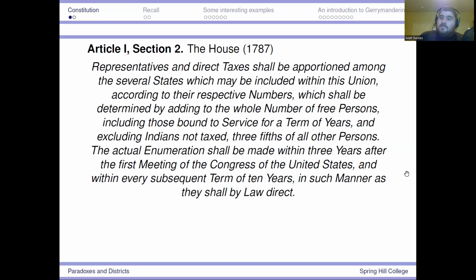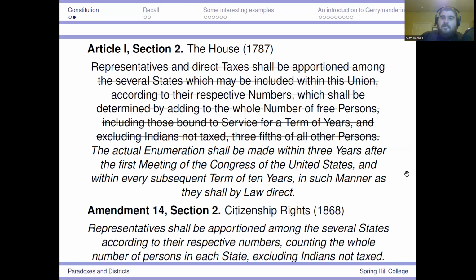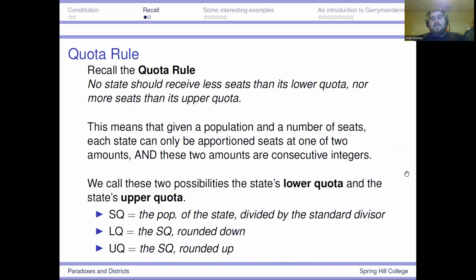Now, of course, it took us a little bit, about 80 years, but eventually we realized that that was a horrible thing. And we eventually decided to go to something a little more akin to this. So in Amendment 14, we say representatives shall be apportioned among the several states according to their respective numbers, counting the whole number of persons in each state. So getting rid of the severely problematic conditions of the other one and excluding Indians not taxed still. So this is our starting point, right?